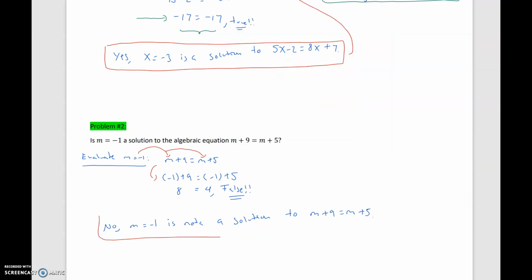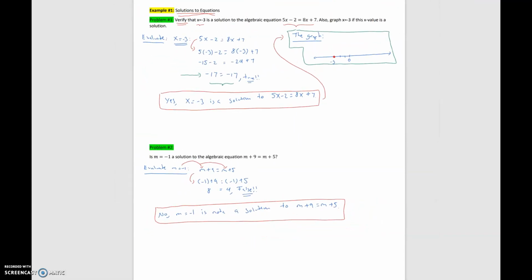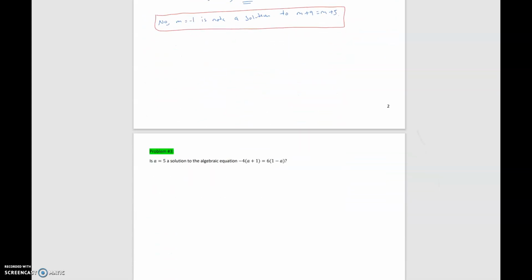We're not providing a graph. They're not asking for a graph. But remember that for a given solution, we're expecting to plug in the x value, or in this case, the m value, the proposed solution, and obtain a true statement like the previous one of -17 is equal to -17. If after you plug it in, you end up with any false statement, in that case, it is not a solution. Let's take a look at the next problem.